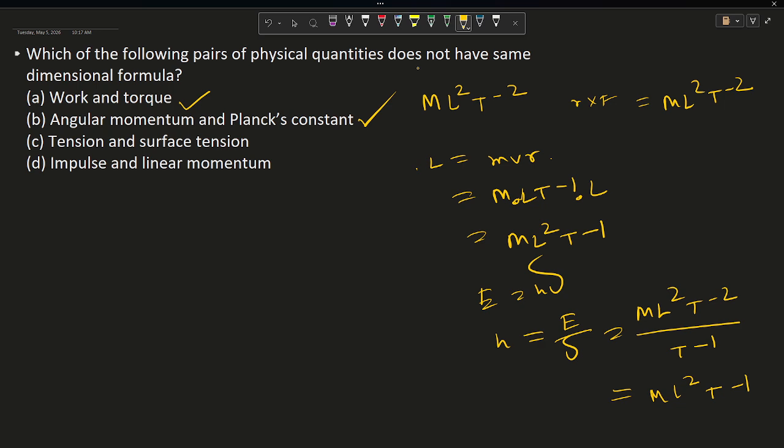Now check the next one: tension and surface tension. Tension means force, and surface tension means force by length. So tension and surface tension don't have the same dimensions, because tension is only force and surface tension means force by length. So the right answer is tension and surface tension.